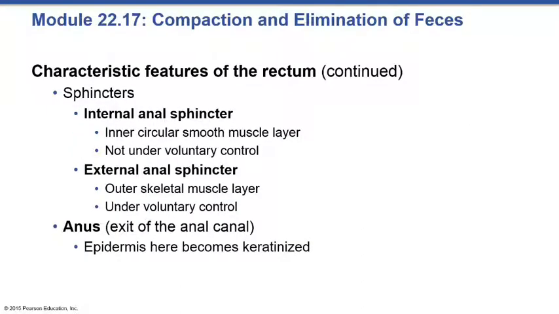There are two sphincters as you get to the anus. There's an internal anal and an external anal sphincter. The first one, the internal anal sphincter, is going to be smooth muscle, not under voluntary control. The second one is skeletal muscle, under which you hopefully have voluntary control. And then the anus, the very end of the anal canal, does have stratified squamous epithelium here that is keratinized.